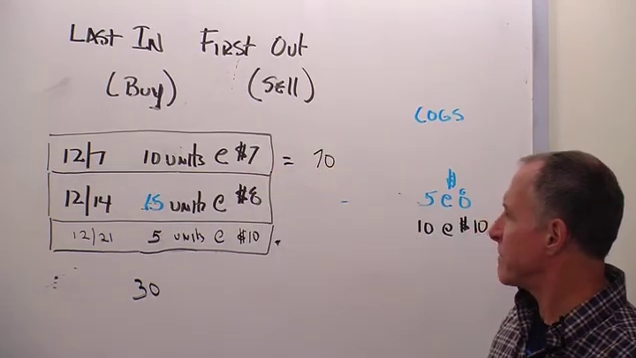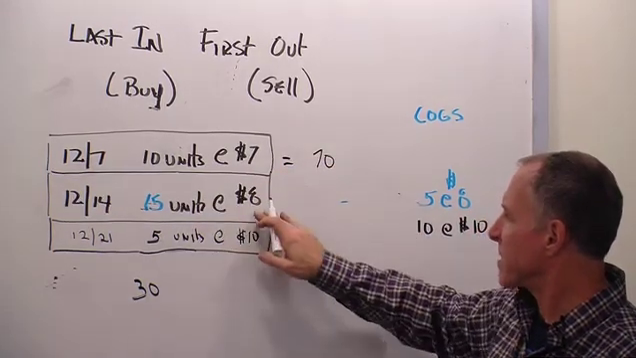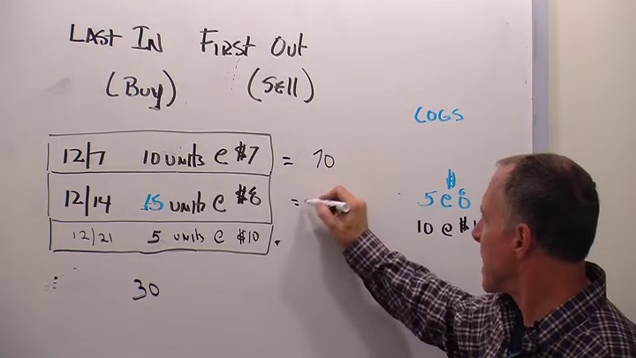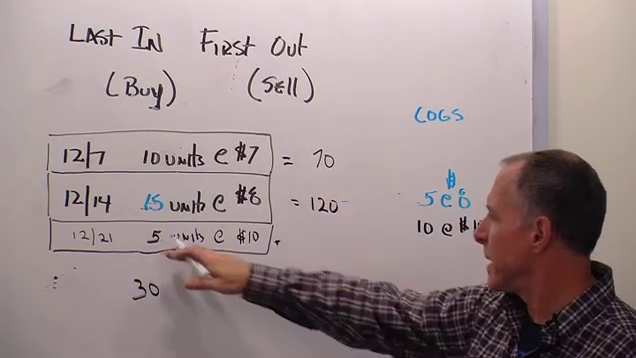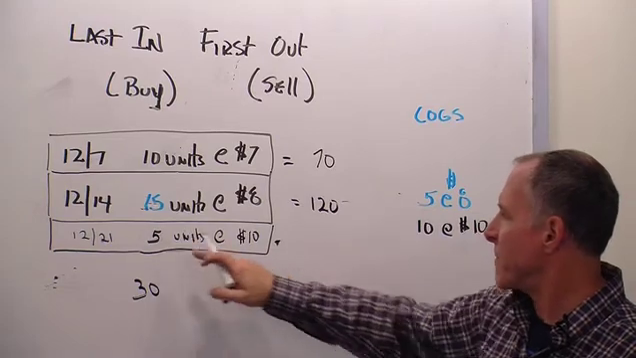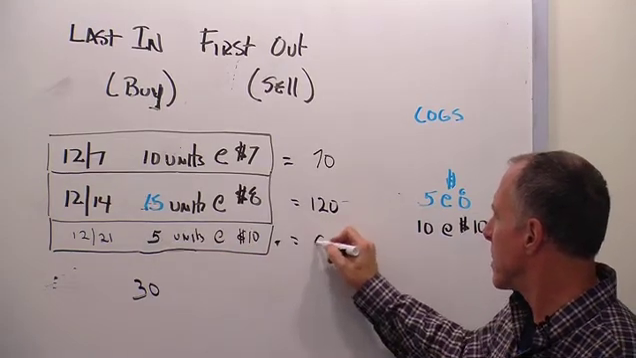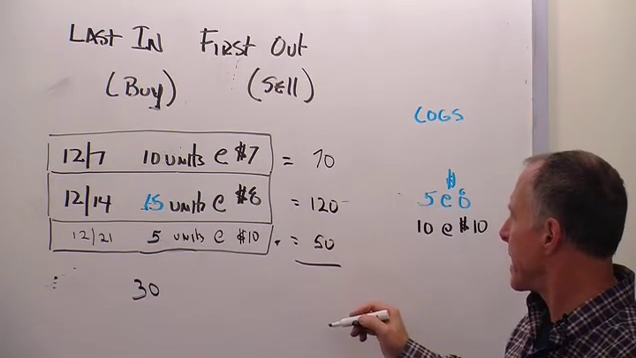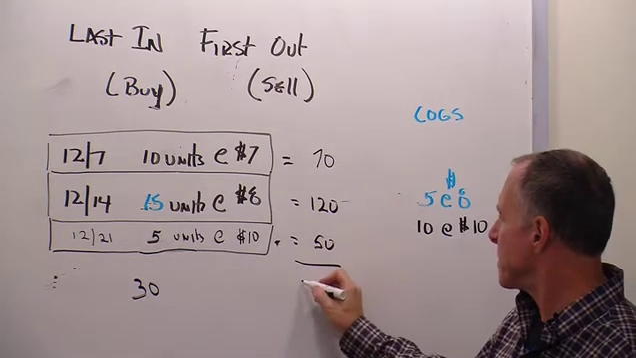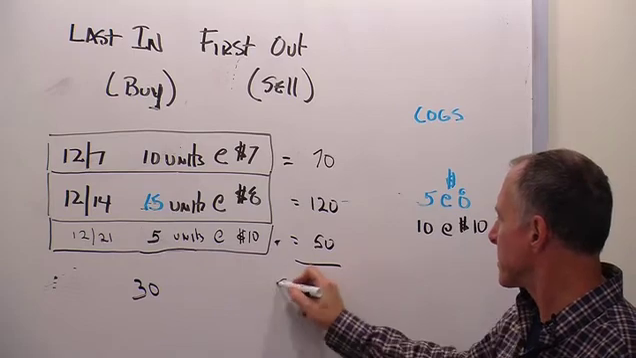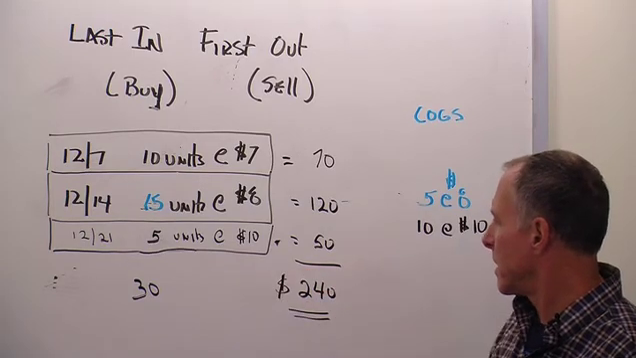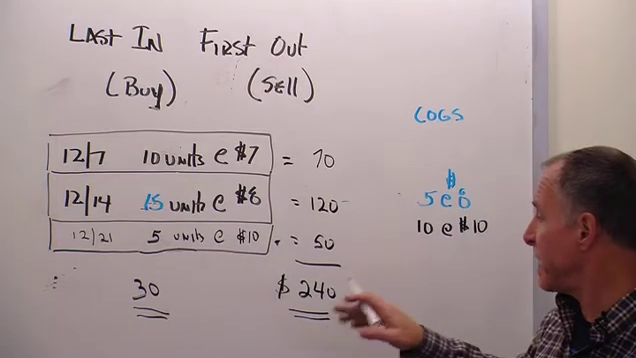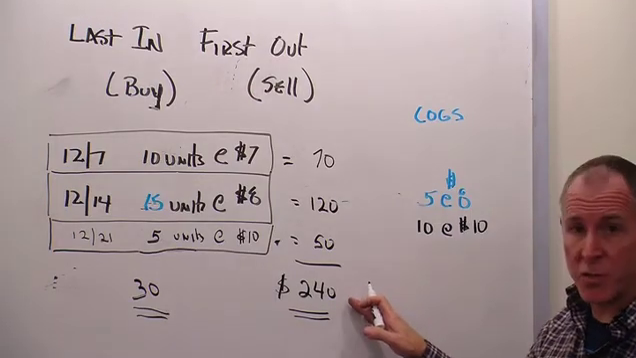70 for this layer. This next layer is going to be 8 at $15 a piece. And I believe that to be $120. This last layer is 5 units at $10 a piece, or $50. You add that up, and that appears to me to be $240. So under the LIFO method, my ending inventory is $240.